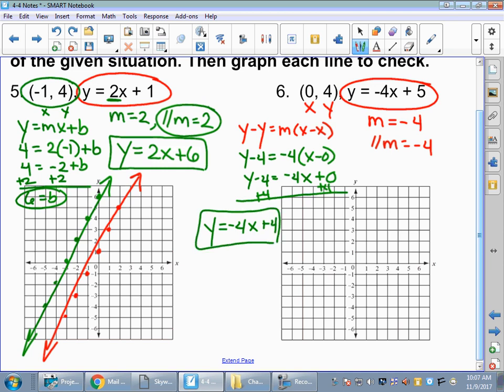So I'm going to graph that line. It's my new line. Start at the y-intercept of 4 and go down 4: 1, 2, 3, 4 over 1. Try to hit your points. And then the original line started at positive 5 and went down 4 over 1. Very close together. But because one crosses at 4 and one crosses at 5, they're still parallel.